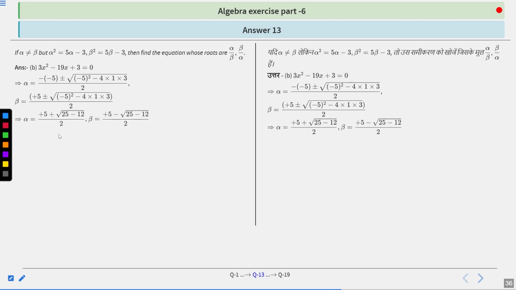So alpha and beta are: alpha is 5 plus under root 5 square is 25, minus 4 into 3 is 12. So 5 plus under root 25 minus 12 upon 2, and beta is going to be equal to 5 minus under root 25 minus 12 upon 2. So alpha can also be written as 5 plus, 25 minus 12 is 13, so root 13 upon 2, and beta can be written as 5 minus under root 13 upon 2. So we have got the values of alpha and beta.